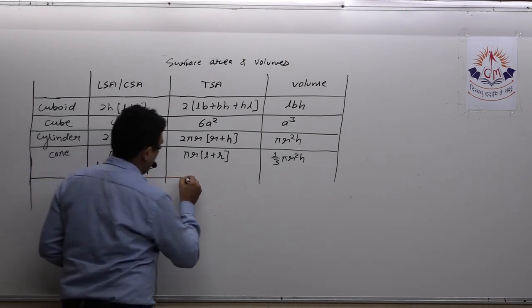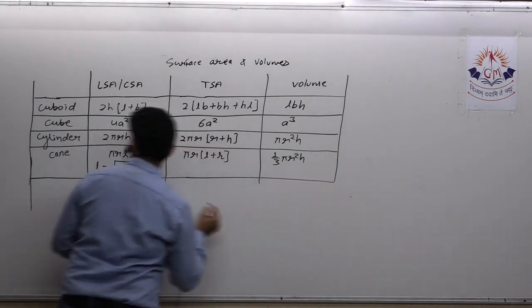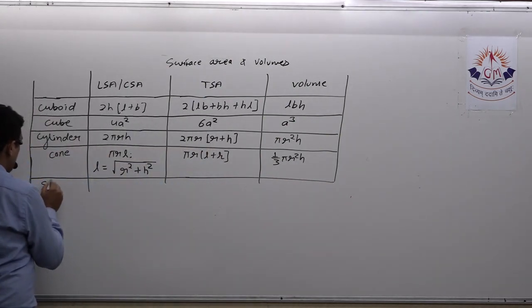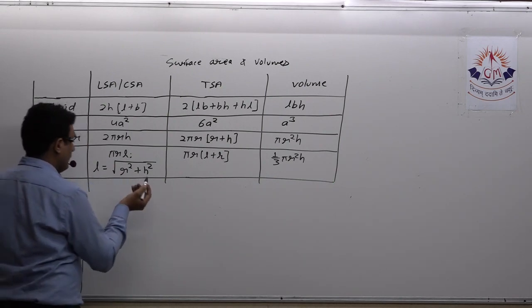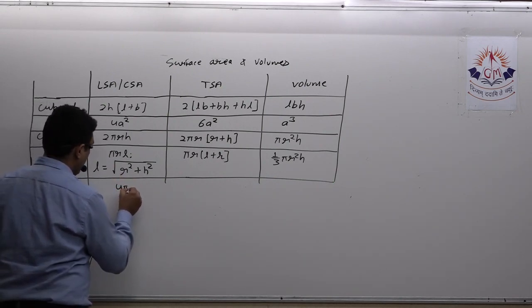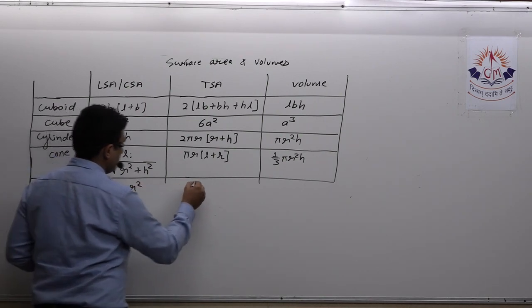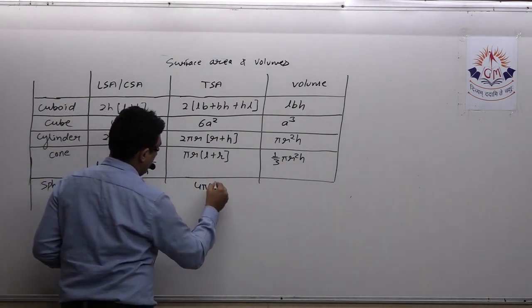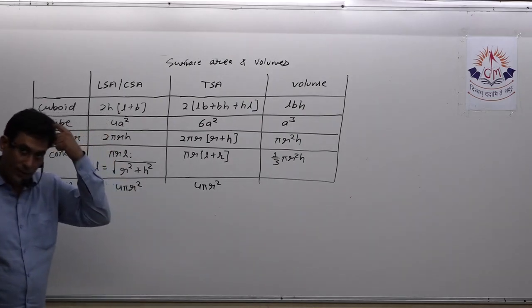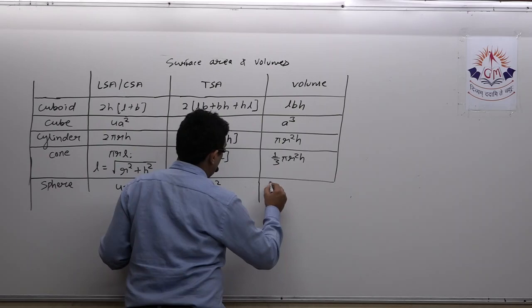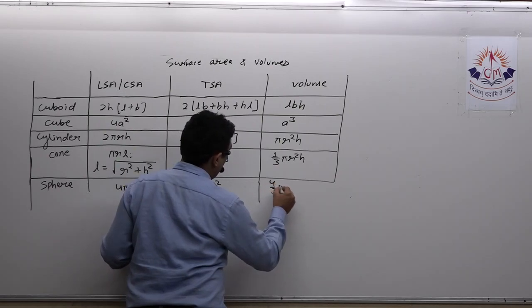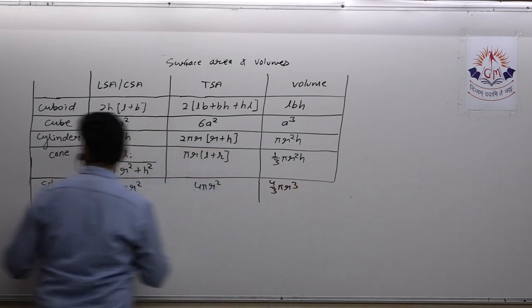Now next is sphere. For sphere, lateral surface area and the curved surface area are the same thing, that is 4 pi r square. Whether I say curved surface area or total surface area, it's the same because it has only one type of surface, that is curved. And volume is 4 by 3 pi r cube.